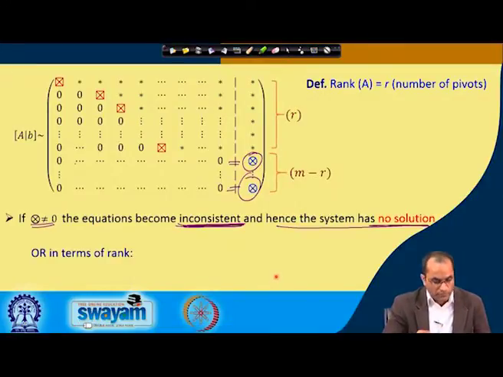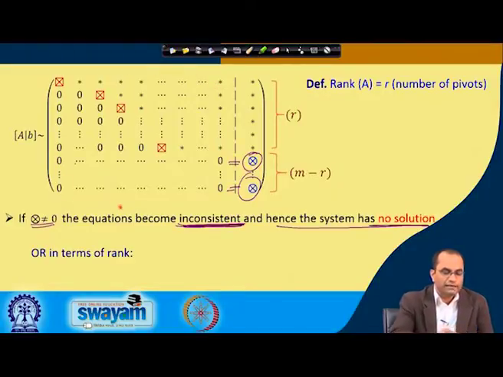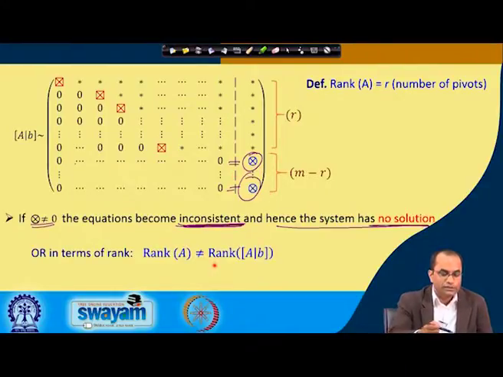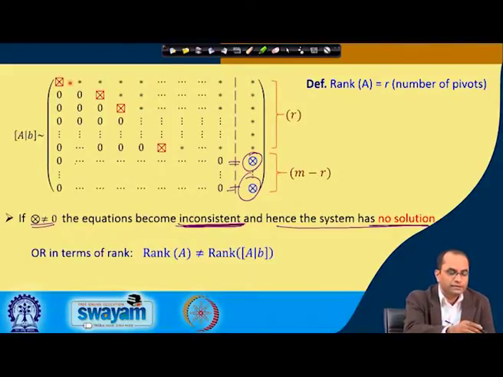Or, in terms of the rank, we can now define it, because we have already defined the rank of the matrix by this number r. This corresponds to the matrix A, the first part of this augmented matrix, and the second one, this column, was B, and the whole matrix we call AB, the augmented matrix. So, what is the rank of A? From this matrix, how many pivots are there? There are r pivots. So, the rank of A will be r.